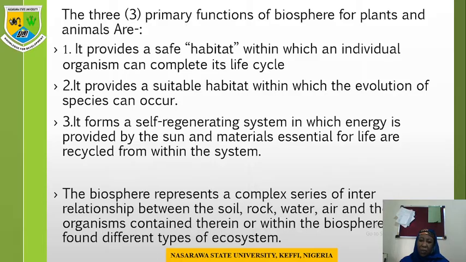So the biosphere represents a complex series of interrelationships between the soil, rock, water, air, and the living organisms. Contained therein, within the biosphere, can be found different types of ecosystem. That is, in the biosphere, there can be different kinds of ecosystem. An ecosystem can be a water body, that is an aquatic habitat, or a terrestrial habitat. These are part of the habitats that can be found in the biosphere, sorry.